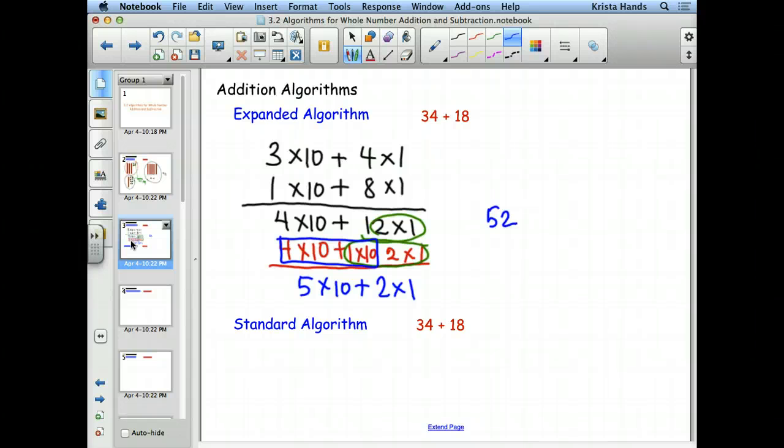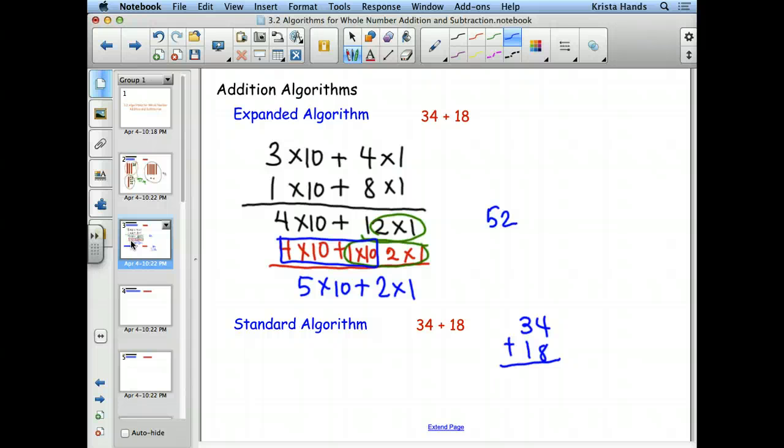Now, this is actually the model upon which our standard algorithm is built. So the standard algorithm, that is the one that you know and love, that you learned way back when. Somebody lead me through, what do you do? We start on the right side. And what do we get when we add the 8 and 4 on the right side? We get 12. And that's where it deviates a little bit from this expanded notation, in that we really have to start on the right-hand side because we're sort of abbreviating the process of the previous algorithm.